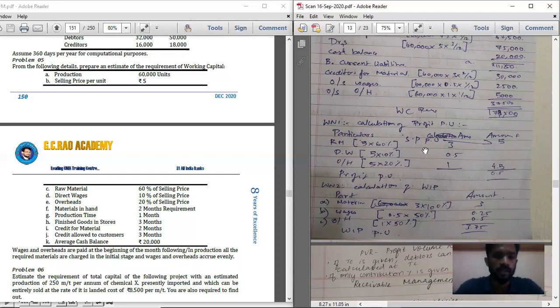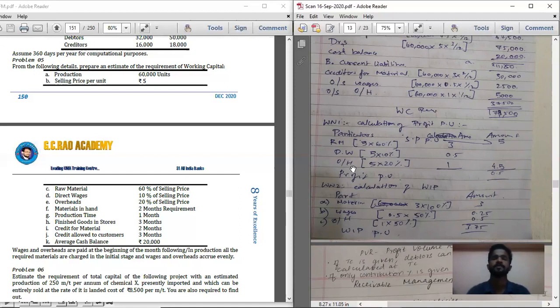How much is the raw material cost? 60% of selling price. Open a bracket, 5 into 60%. Close the bracket. In the inner amount column, put ₹3. Below that, direct wages.